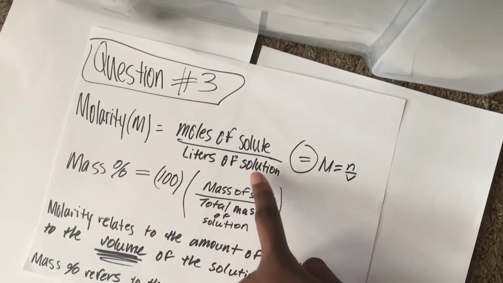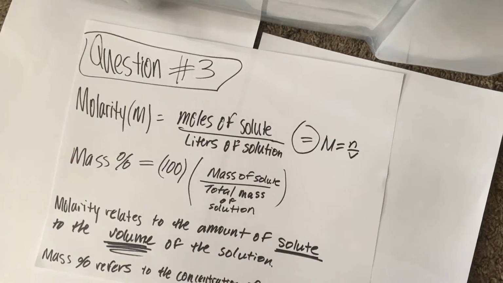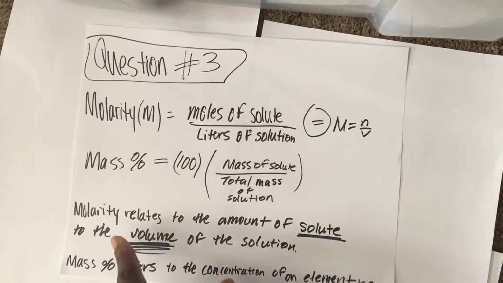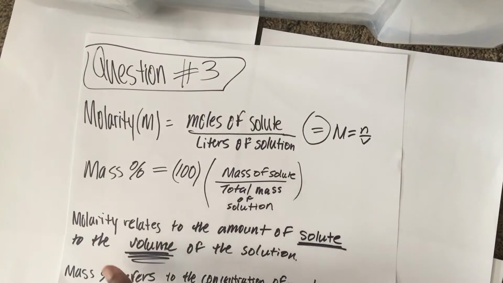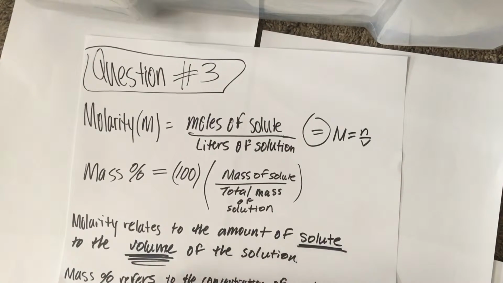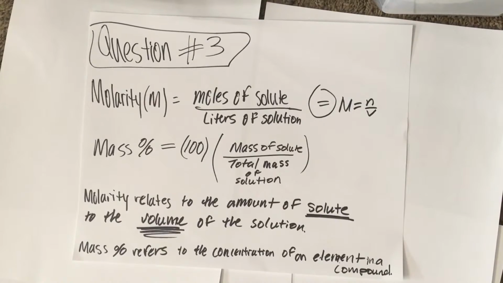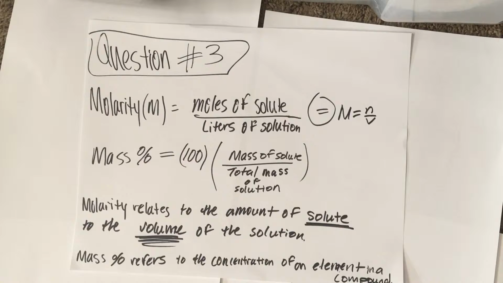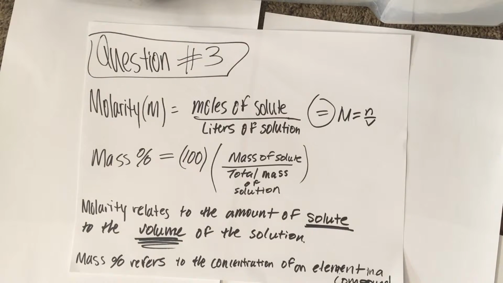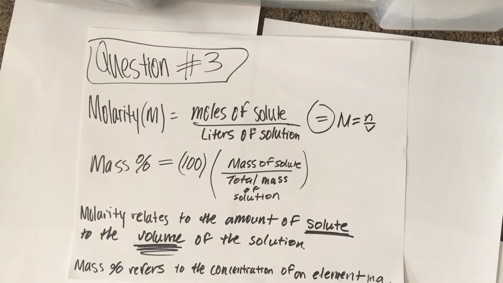The difference between these two is that this one is talking about volume, and this one is talking about the mass in grams. As you can see, molarity relates the amount of solute to the volume of the solution. Mass percent refers to the concentration of an element in a compound. So just make sure you know that, and usually in the problem it'll be easy to see. You'll be able to say, oh, they're telling me they want to find the moles. It's not based on mass, so I can't do mass percent. You just have to think about that.